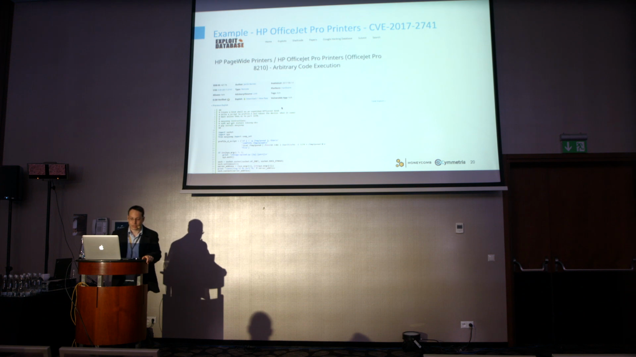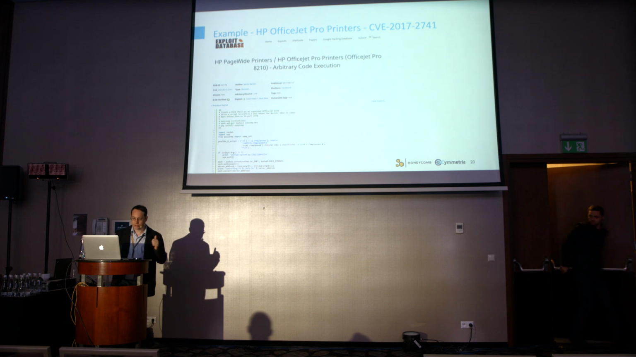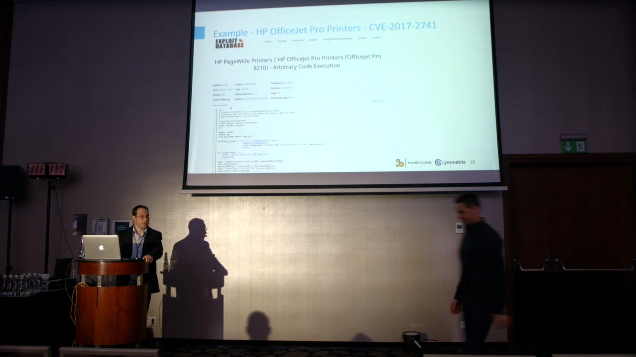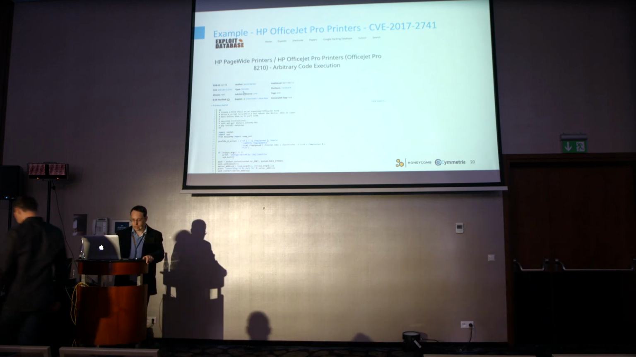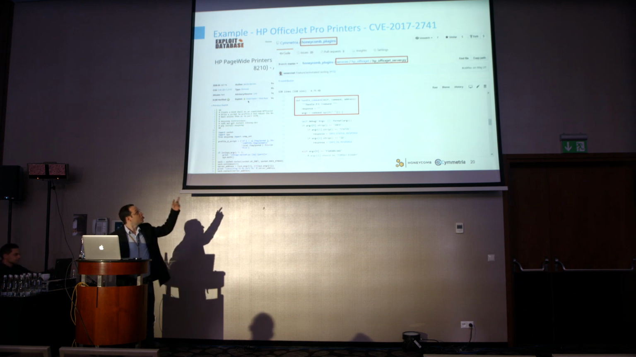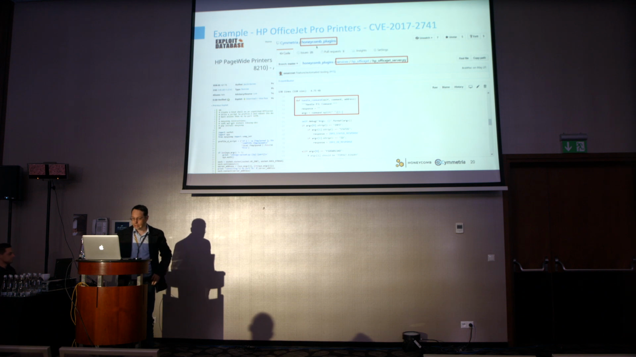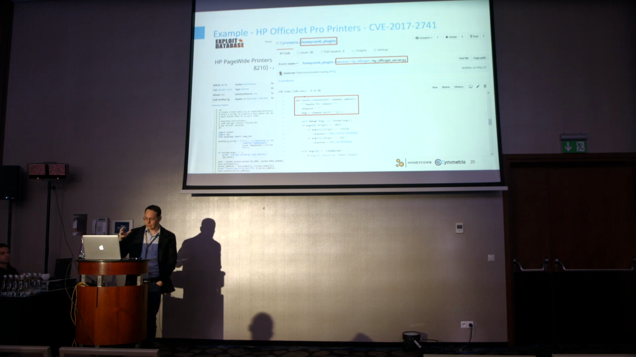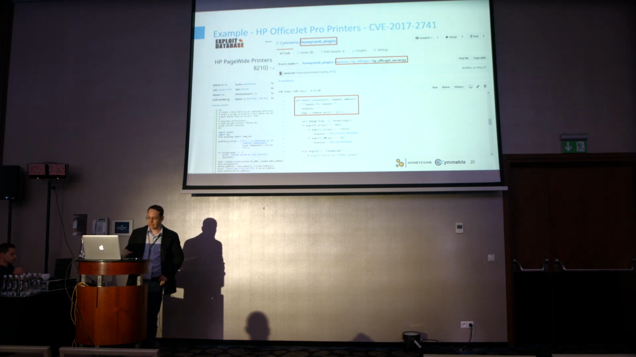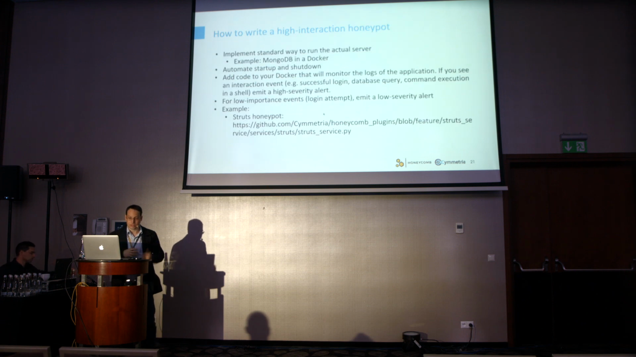Another example is with HP Officejet. This was an exploit from 2017. It had arbitrary code execution, and there was a very nice exploit from exploit.db, which we used. You can see it on Honeycomb, it's available in the Honeycomb plugins. As for the way the code works, essentially it would handle the commands in PGL, get the commands, and then respond to them according to what the client is expecting to get, or the exploit is expecting to get.